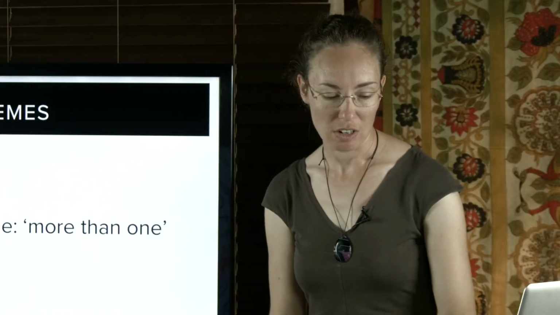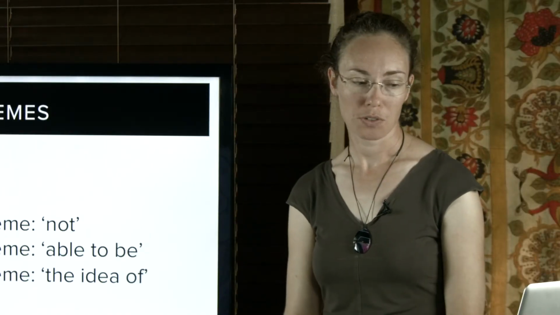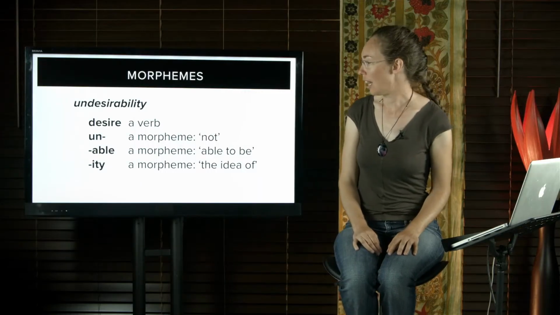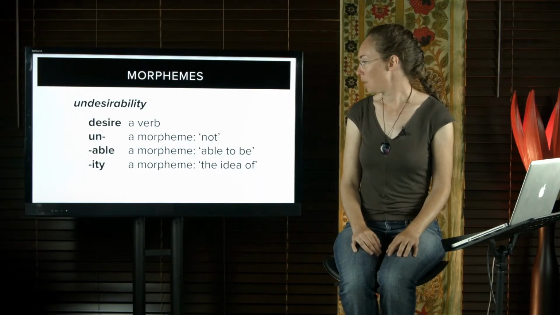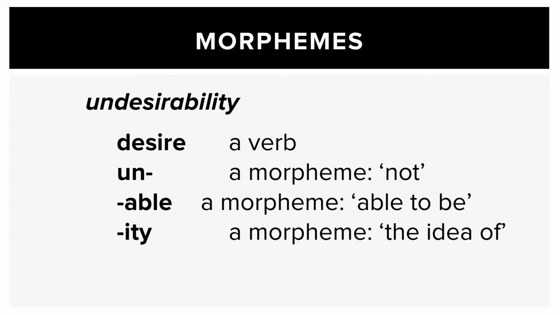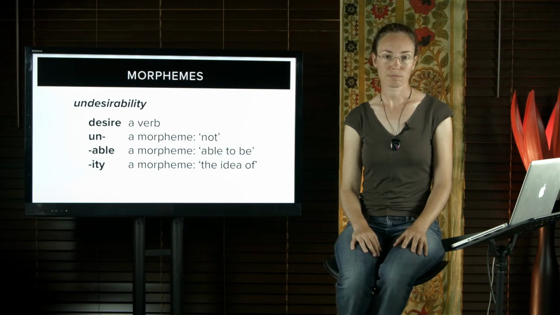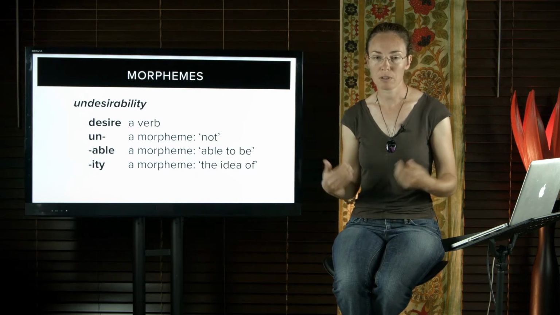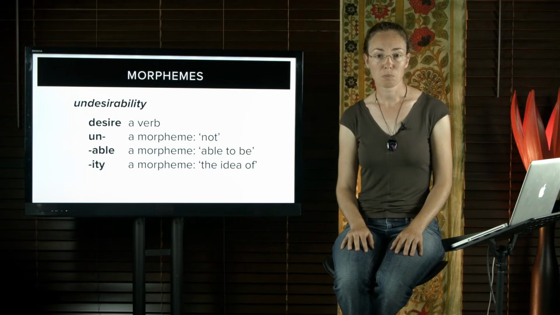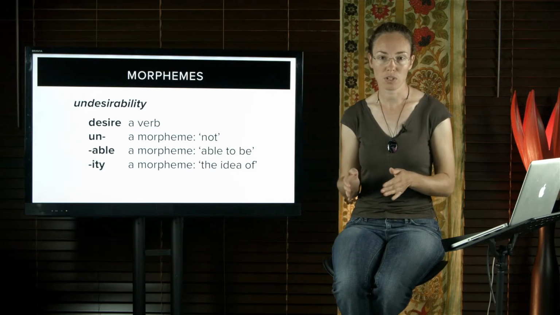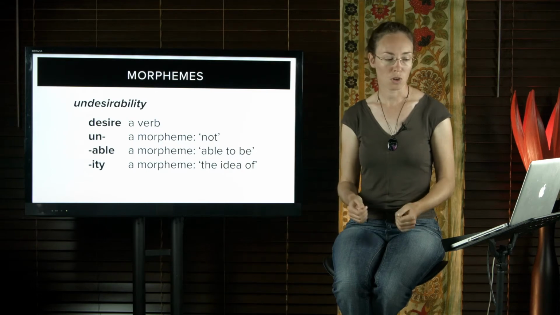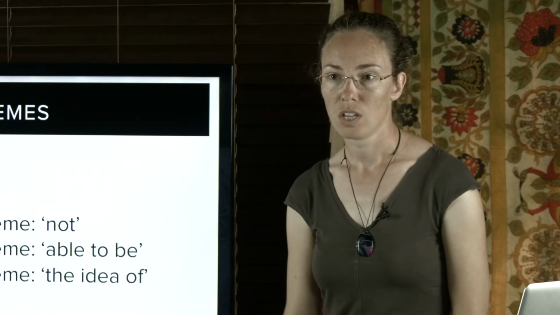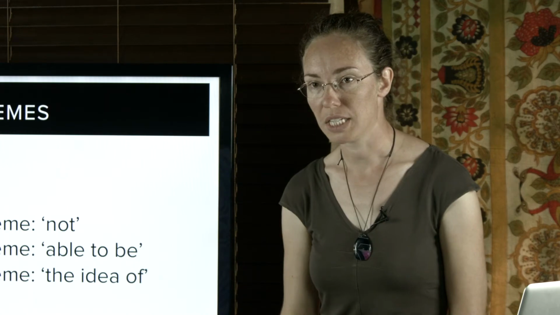The word undesirability has an internal structure of four morphemes: desire, a verb, un, a morpheme meaning not, able, a morpheme meaning able to be, and ity, a morpheme meaning the idea of. The morpheme is the minimal combination of sound and meaning which cannot be further divided. The study of morphemes, the internal structure of words, and the rules by which words are formed is called morphology. Traditionally, this is referred to as word formation.